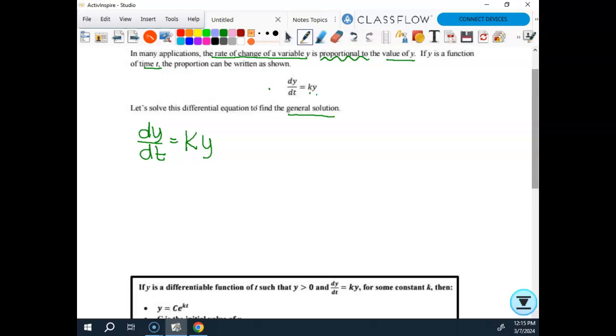K is a constant. And the variable is t. But if I'm going to integrate this, we're going to drop the dt, and you're going to have a plus c. And then you have to solve for y.